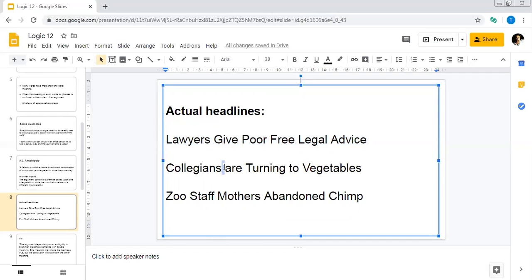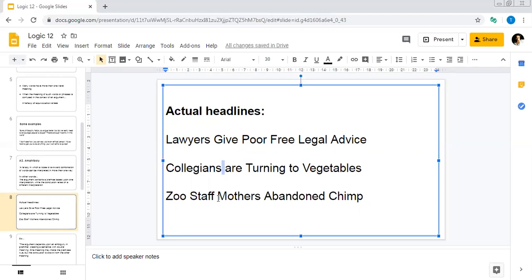"Collegians are turning to vegetables." What that basically means in actuality is that more and more college-going people are eating vegetables. But this could also be interpreted in the sense of when we turn into a vegetable, which means that we're not able-bodied anymore, right? You know what vegetables are like. When people become vegetables, they can't move, they're paralyzed. So that interpretation can also be forwarded from this sentence.